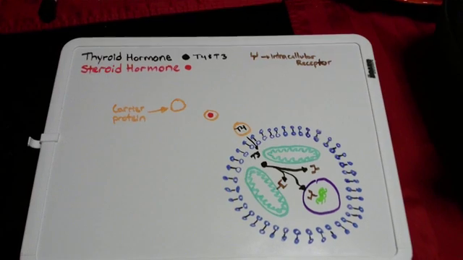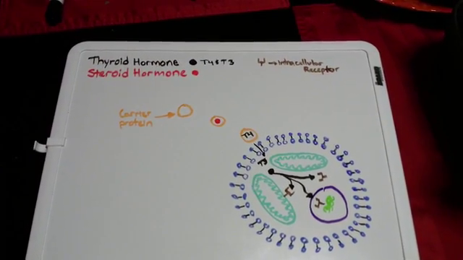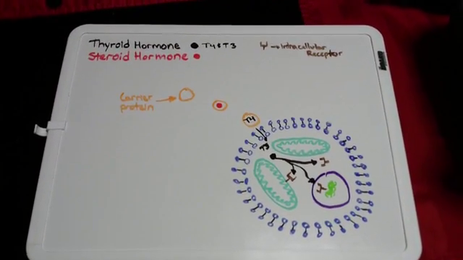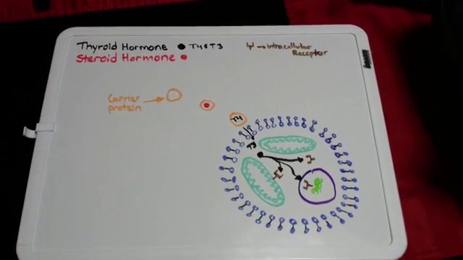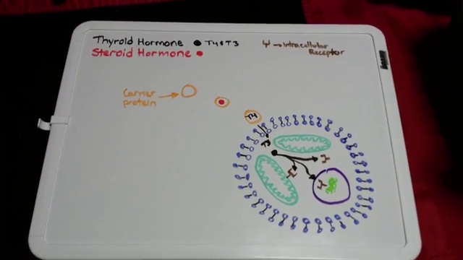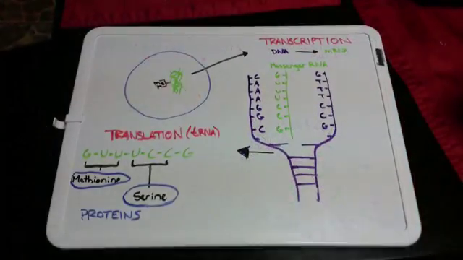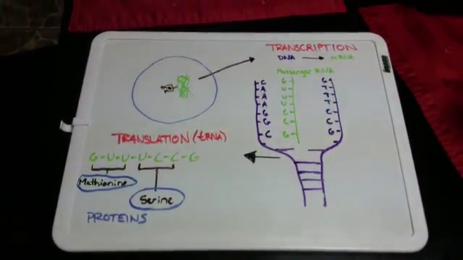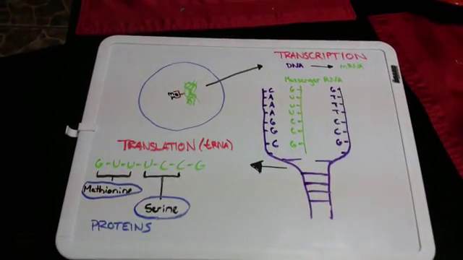When T3 binds to the intracellular receptor on the mitochondria, it increases the rate at which glycolysis occurs, and glycolysis is a breakdown of glucose for ATP. When T3 binds to the intracellular receptors in the nucleus, it binds to the hormone response elements of the DNA. The binding of T3 to the nucleus leads to transcription, which is the conversion of DNA to messenger RNA.